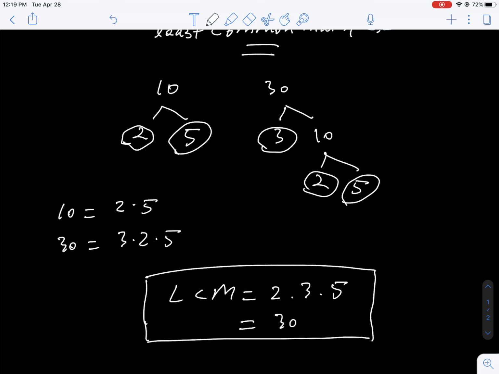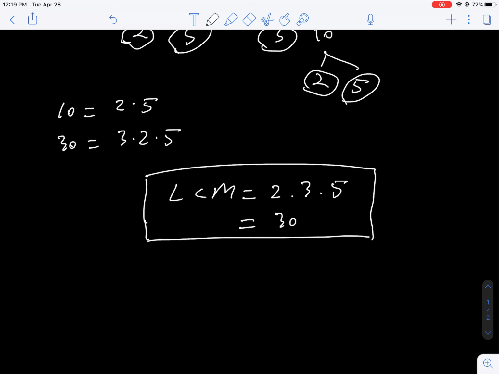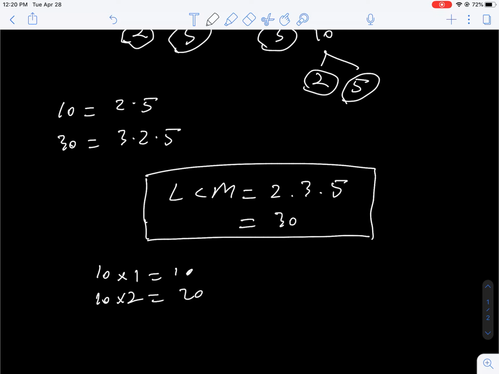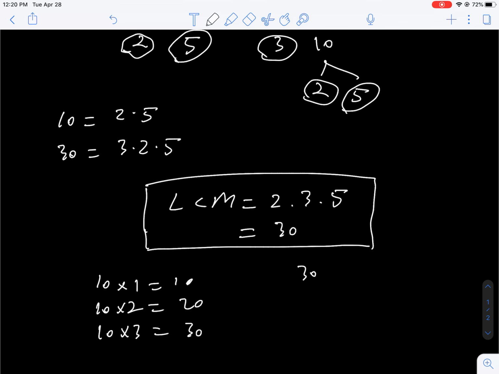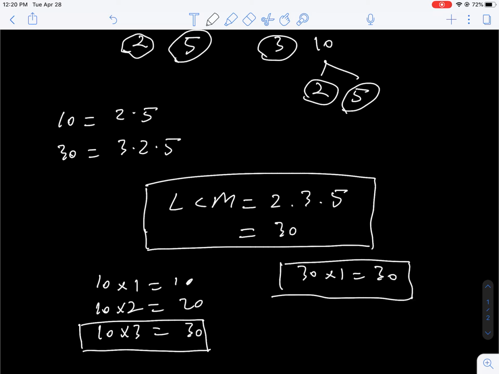Let me show you manually what it means. For 10, 10 times 1 is 10, 10 times 2 is 20, 10 times 3 is 30. Let's do the multiples of 30. 30 times 1 is 30. So that is the least common multiple, the smallest multiple common to both numbers, and you can see that. This is how you find the least common multiple for two numbers. You can use the same procedure for three numbers.